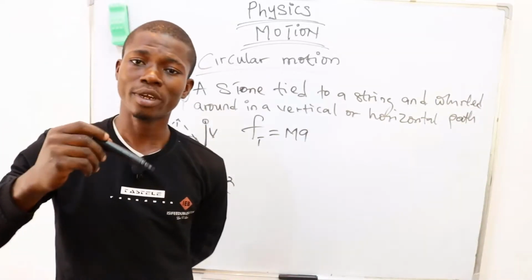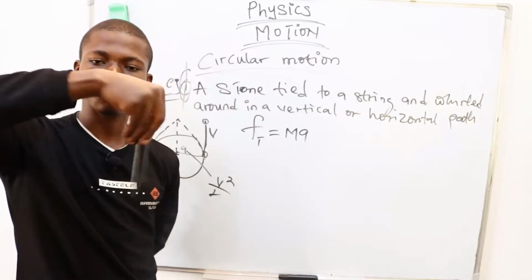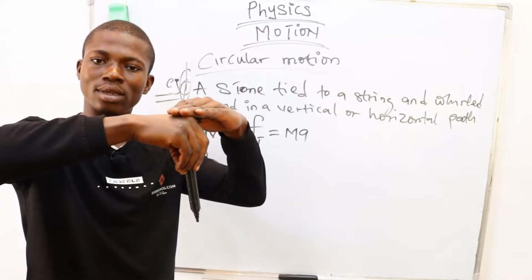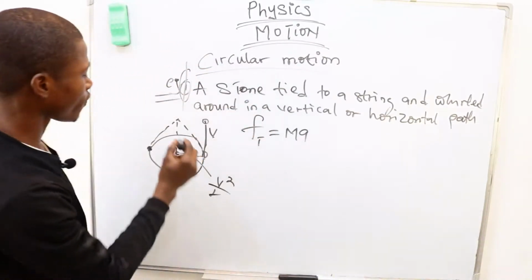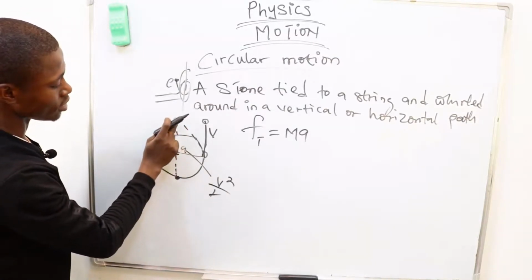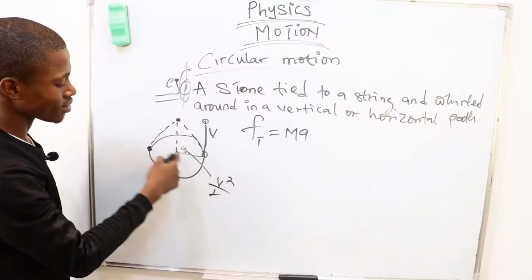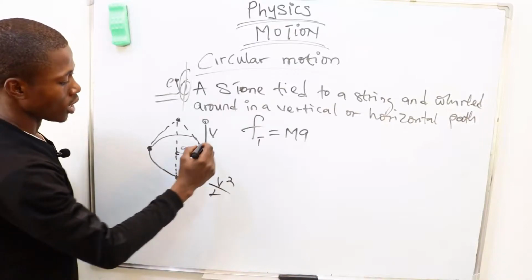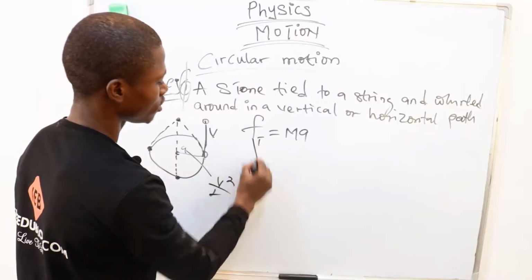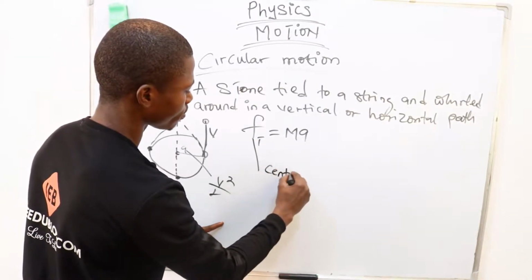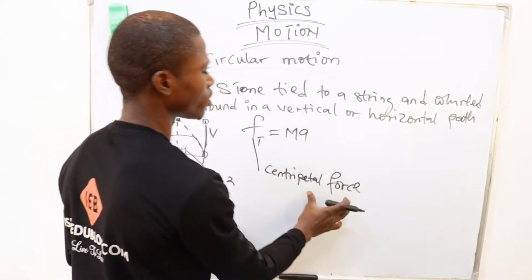The force holding this stone from falling out, let me use this marker now, the force holding this marker to be moving in a circular form is my hand. My hand is the force that is responsible for not allowing this marker to fall out. So there's a force here. This force is holding it from falling out, and this force is acting inward to this circle. Thereby, this force is what we call centripetal force. This is our centripetal force.